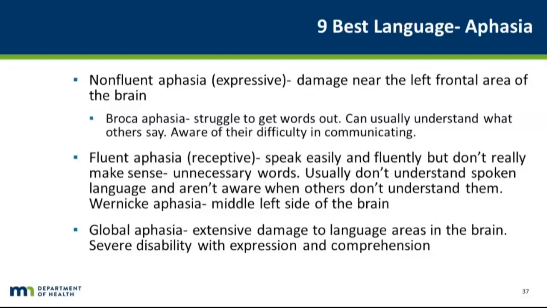Fluent aphasia, or receptive aphasia, is when the patient can speak easily and fluently, but they aren't really making sense. This is indicative of damage to the middle left side of the brain or Wernicke area as well. These patients use unnecessary words. They don't usually understand spoken language and aren't aware that others aren't understanding them either.